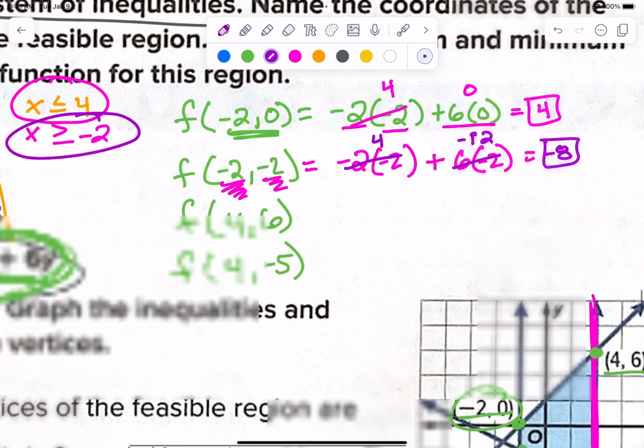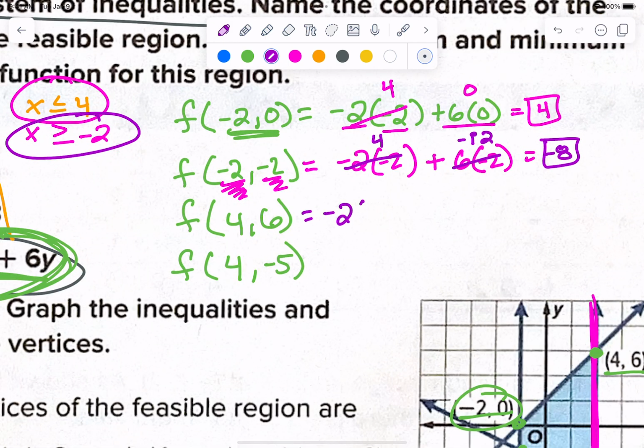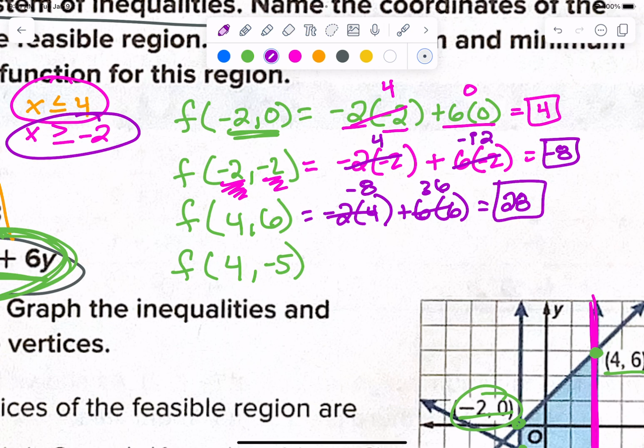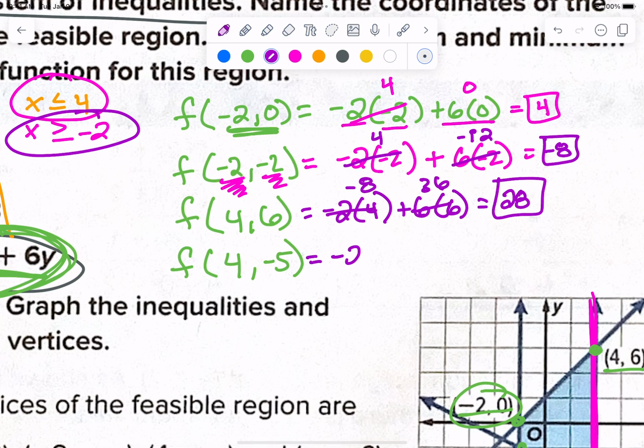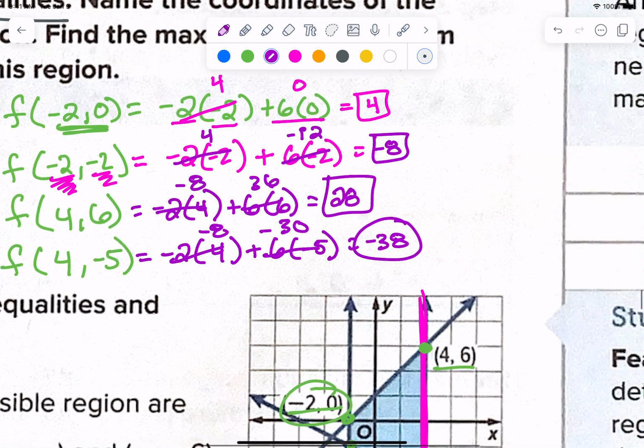Then we're going to plug in 4, 6. So -2 times 4, plus 6 times 6. This gives me -8 plus 36. And that is how much? 28? Yeah, 28. Next, -2 times 4 plus 6 times -5. Now we're going to do -8 minus 30. And that one is how much? -38. Okay? So now we go through and label.